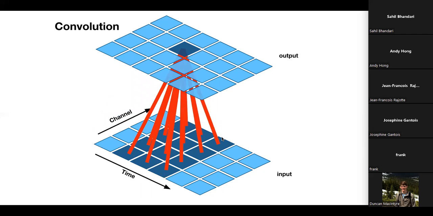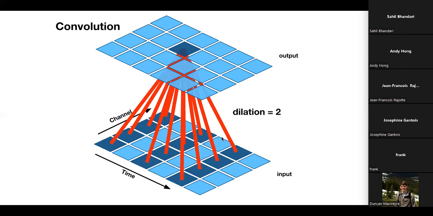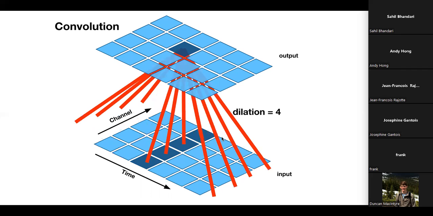We can also introduce a dilation. So this is with no dilation, but here's a dilation size 2 or a dilation size 4. The idea with these is that this way our output can depend on input numbers that are further away. So we get a longer time span that we can look at.